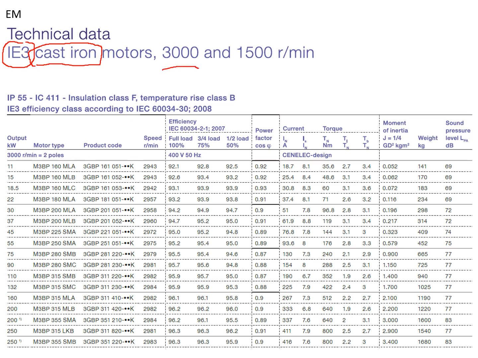On this page of the catalog, we have two rated speeds, 3000 RPM and 1500 RPM. 3000 RPM is for a two-pole motor, P equals 2, and 1500 RPM is for four-pole motors. You can see this information here.